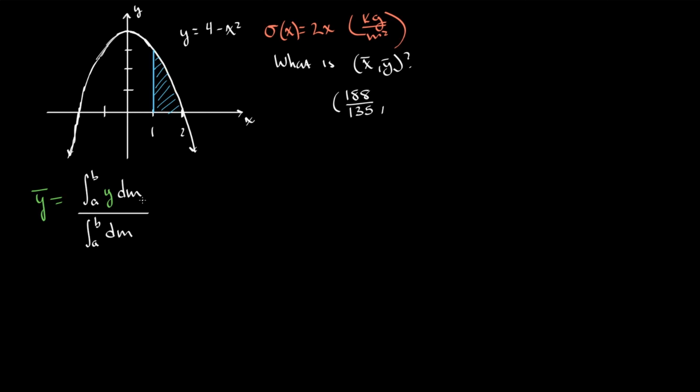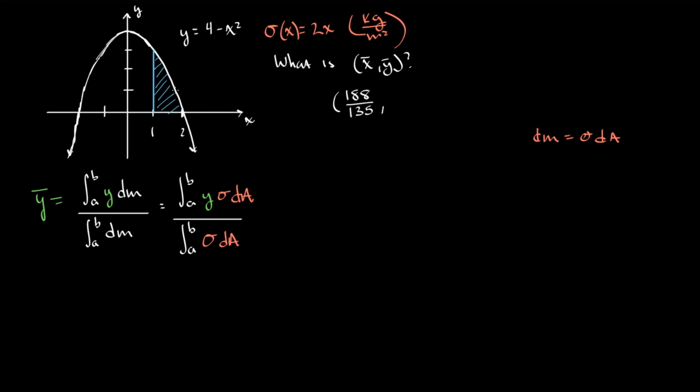And in the last video, we established what dm is. We saw that dm is equal to sigma times dA. So filling this in, what do we get? We get the definite integral a to b of y times sigma dA, and then over the definite integral from a to b of sigma dA. So that's what we have. And again, we already know what sigma is. It's 2x.